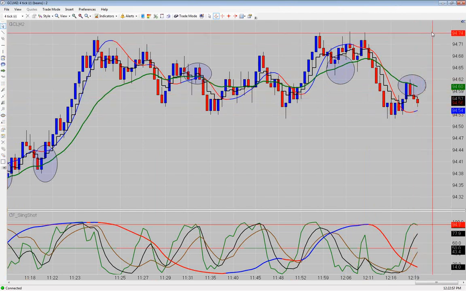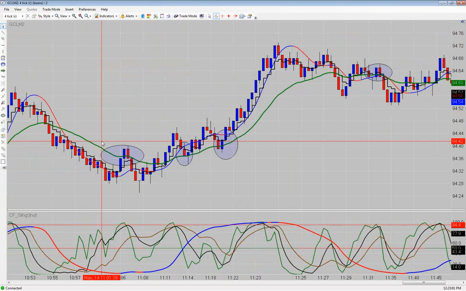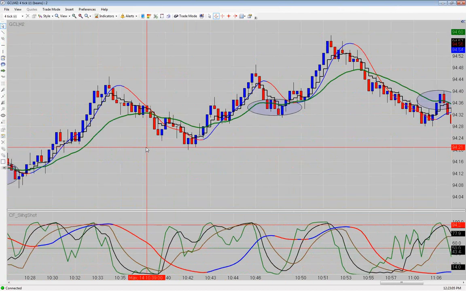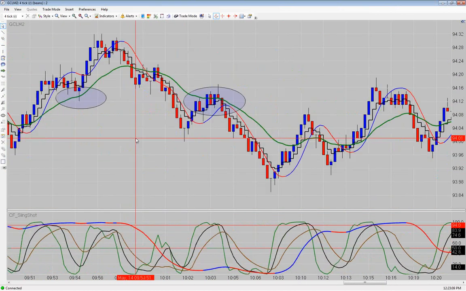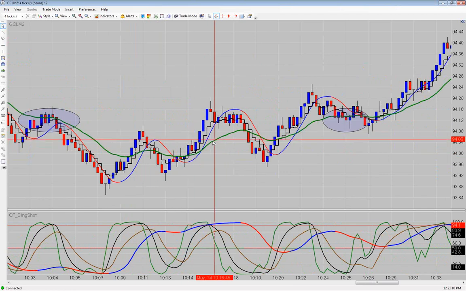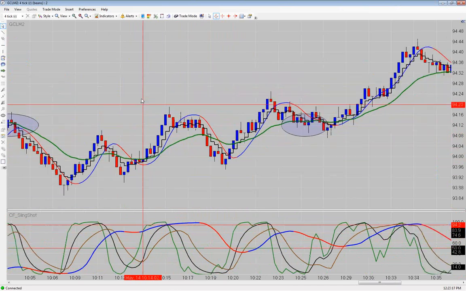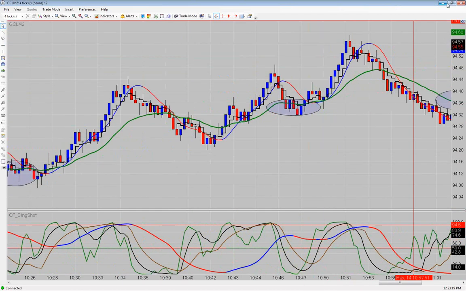Okay. That is gold. I mean, that's not gold. That's crude oil. But you see I'm using the same exact indicator set, doing the same exact thing across all the markets. Okay, trying to keep it as simple as possible. The indicators that are on here, there's a CF BBC, the CF MA1, and the CF Slingshot. Those are the indicators that are on here. Okay.